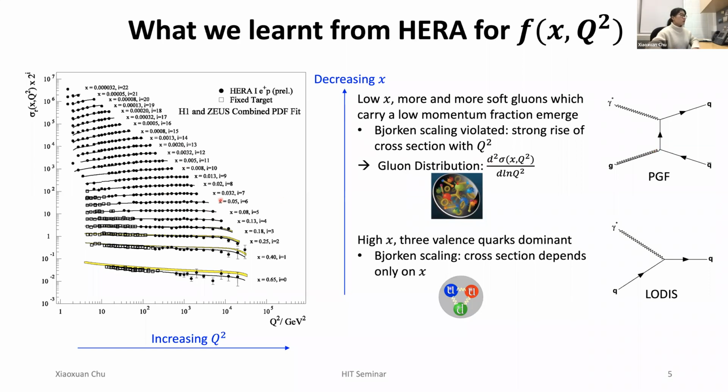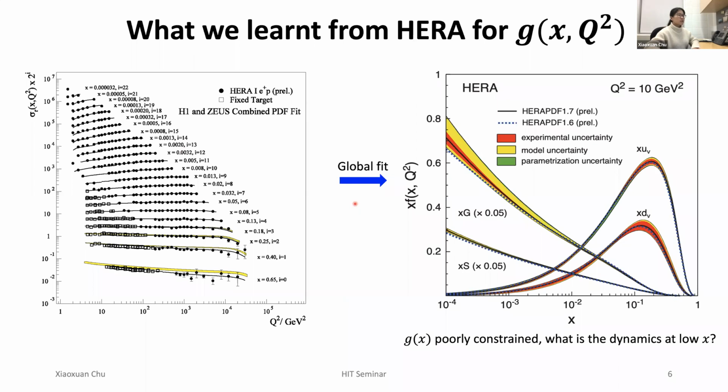And then I want to show, from this measured differential cross-section in x and Q square from HERA, after we perform this global fit, we can extract the parton distribution functions, the collinear parton distribution function as a function of the momentum fraction x at a fixed Q square, shown in this right plot. And you could see the valence quark density is very high in the high x region. Well, in the low x region, specifically x smaller than 0.01, the gluon dominates. And when we go to smaller and smaller x, the gluon density is actually pretty constrained. So the natural question would be, what is the dynamics of the gluons at this low x regime?